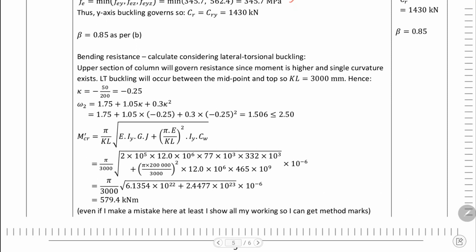Bending resistance: now we have to calculate the moment of resistance, our MR. Calculate considering lateral torsional buckling. The upper section of the column will govern resistance since the moment is higher and single curvature exists. Lateral torsional buckling will occur between the midpoint and top, so our effective length is 3.